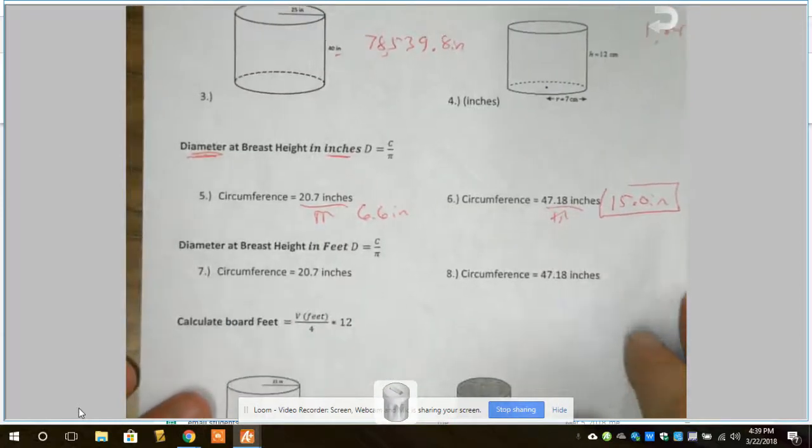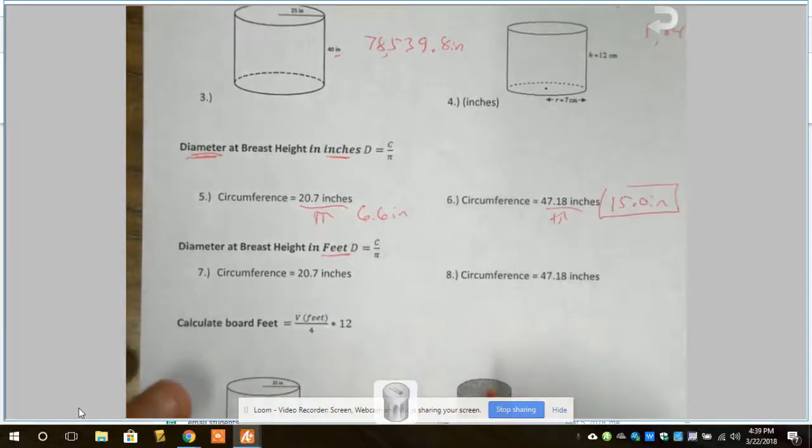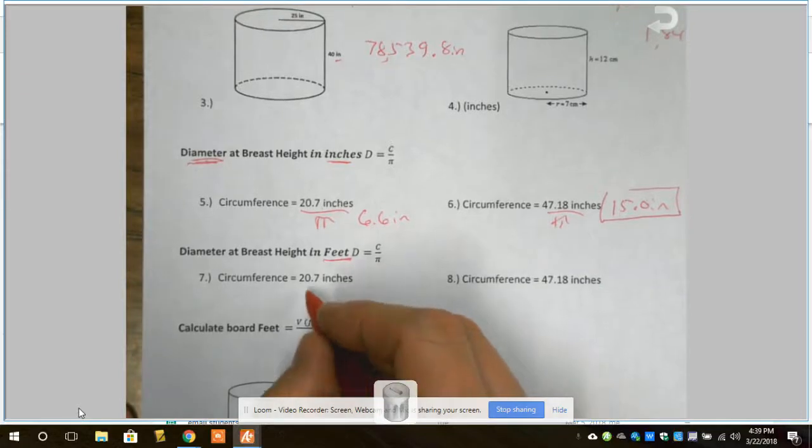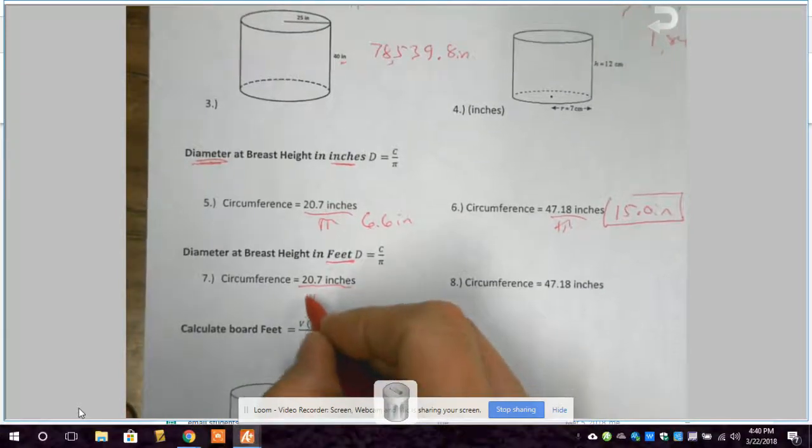Now these guys right here, I want to know it in feet. I did the same thing up here, but we'll do this anyway. So 20.7 divided by pi.